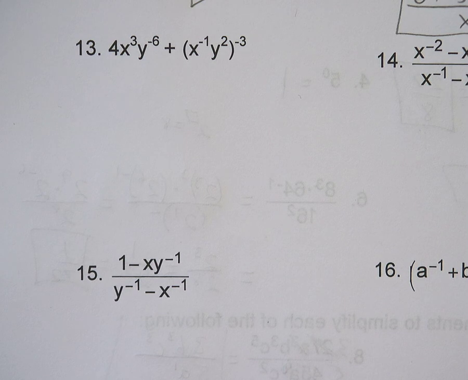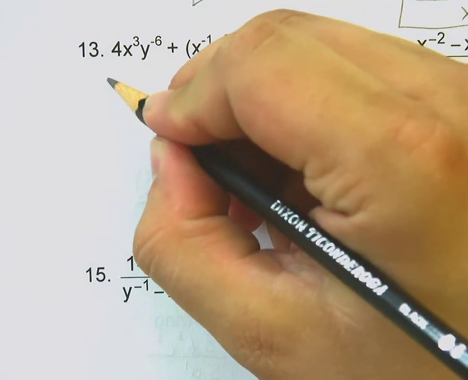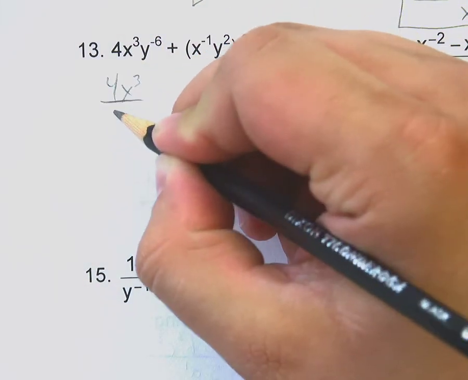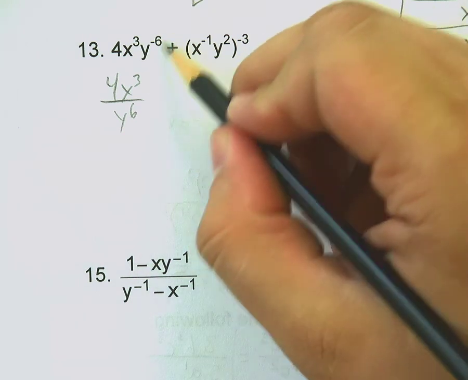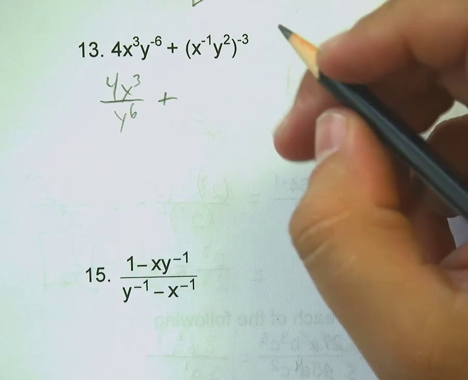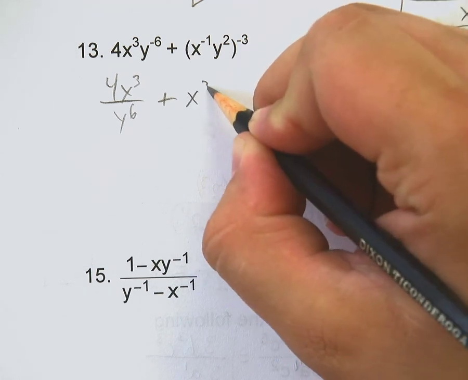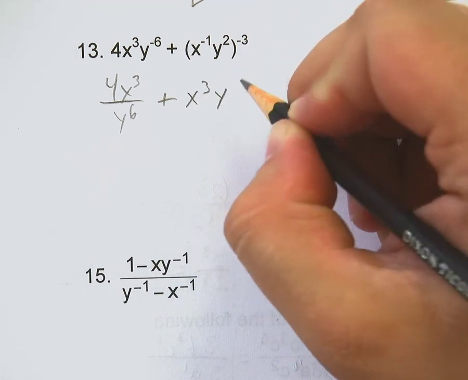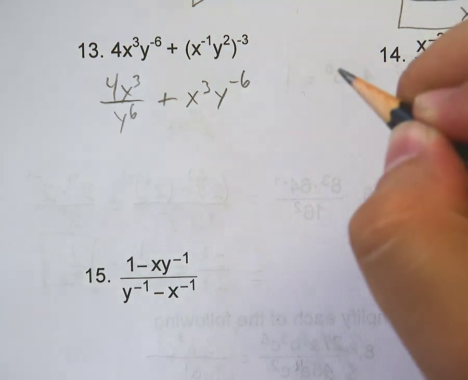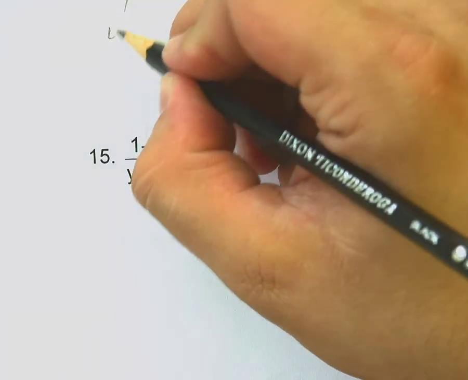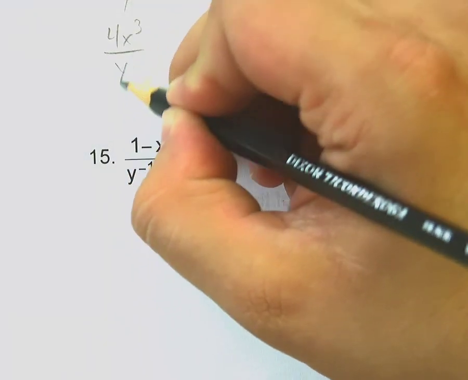Alright, number 13. 4x cubed y to the negative 6 plus x to the negative 1 y squared to the negative 3. Alright, so first things first, 4x to the third over y to the 6th. Take that negative value down. Plus, let's distribute this negative 3, so it'll be x to the positive 3 now. Y to the negative 6, so I'll have to correct that. 4x to the third over y to the 6th.